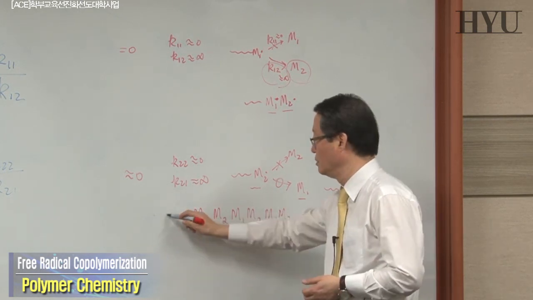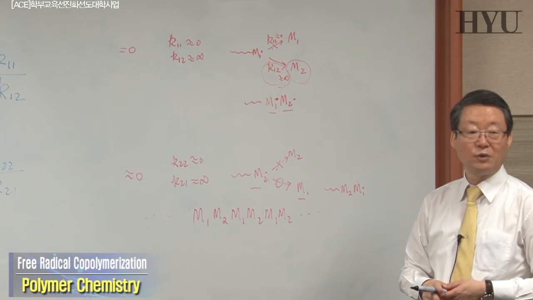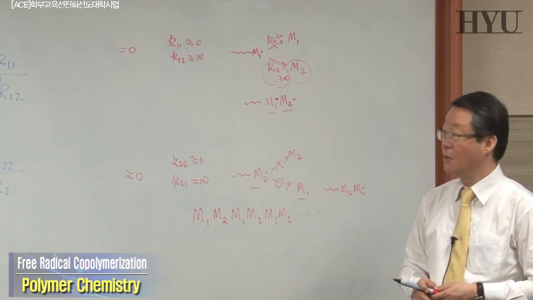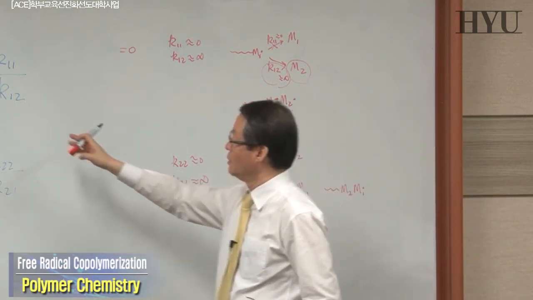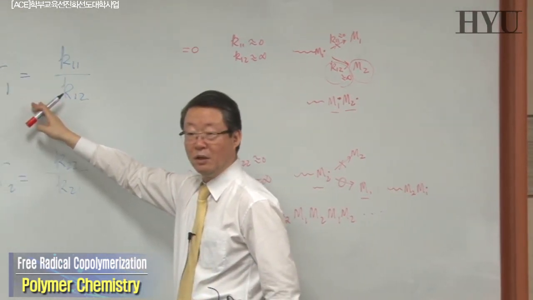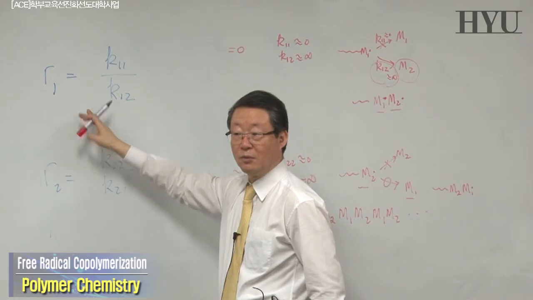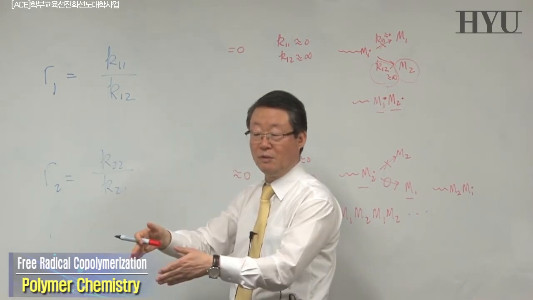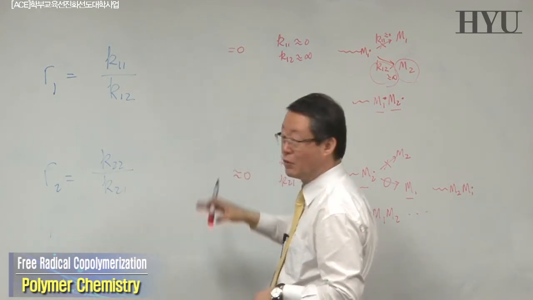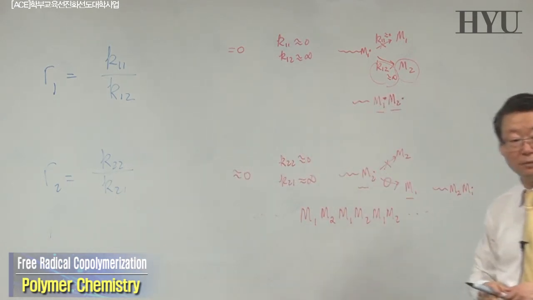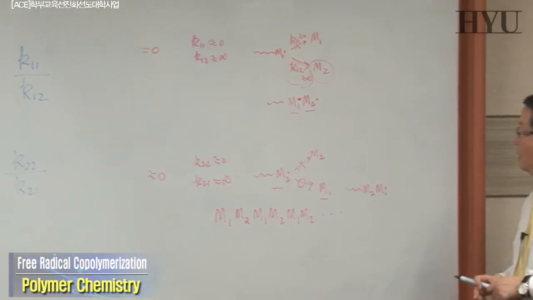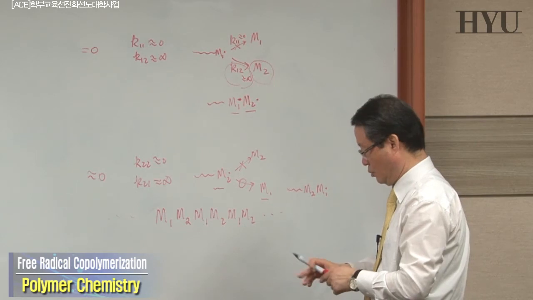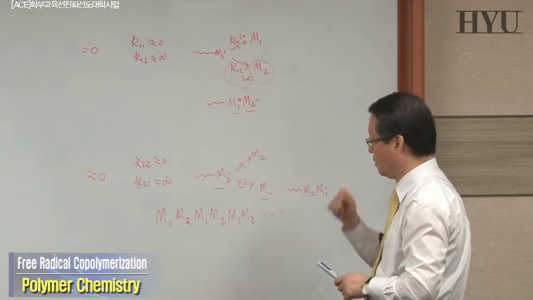Which copolymer is this? Alternating copolymer. Alternating copolymer can be formed by knowing what R1 is and what R2 is. If R1 and R2 are close to 0, then there is a great chance to form the alternating copolymers. And in this way, we can predict the copolymers.